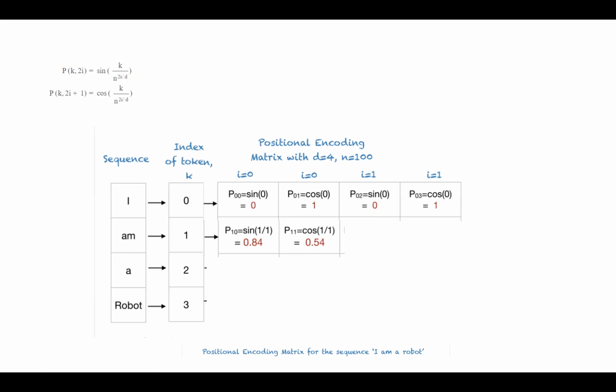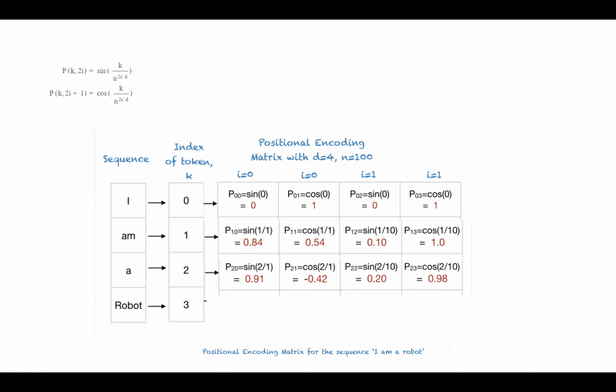So here, then we go to i equal to 1. Now the square root of 100 is 10. So 1 upon 10, sine of that is 0.10, and cosine of 1 upon 10 is 1. So that's the way we are going to code. Now the second one, we will have 0.91, minus 0.42, and so on like this.